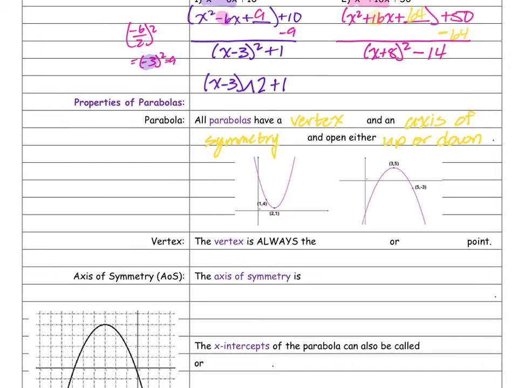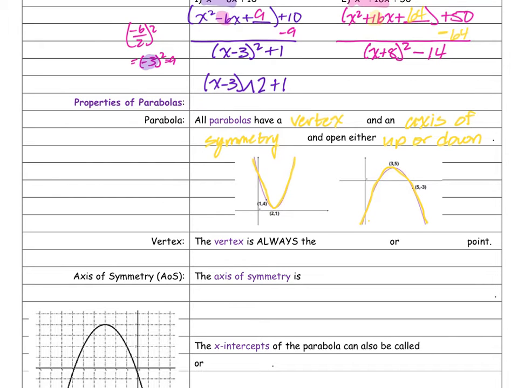All right, any questions on that definition? We're going to define what vertex, axis of symmetry is. And pretty much open up or down is pretty self-explanatory, right? This parabola opens up, the U is going up, and this one opens down. Okay, that's the difference between opening up and down. We'll talk about what it looks like in the equation in a minute. Okay, so all parabolas have a vertex and an axis of symmetry. We're going to talk about that in a minute.